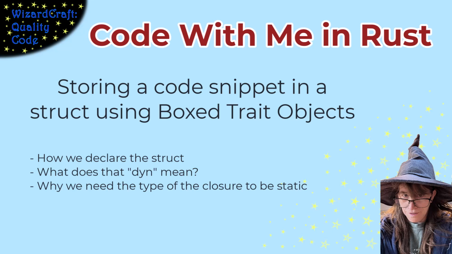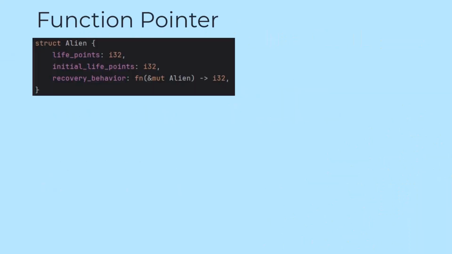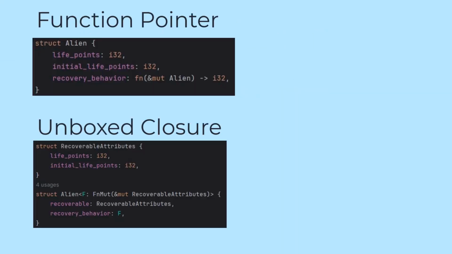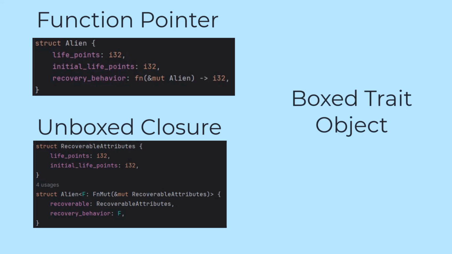Welcome to episode 3 of How Can I Store a Code Snippet in a Struct? Episode 1 was with function pointers. Episode 2 was unboxed closures. Here, in episode 3, we're going to do it with a boxed trait object.